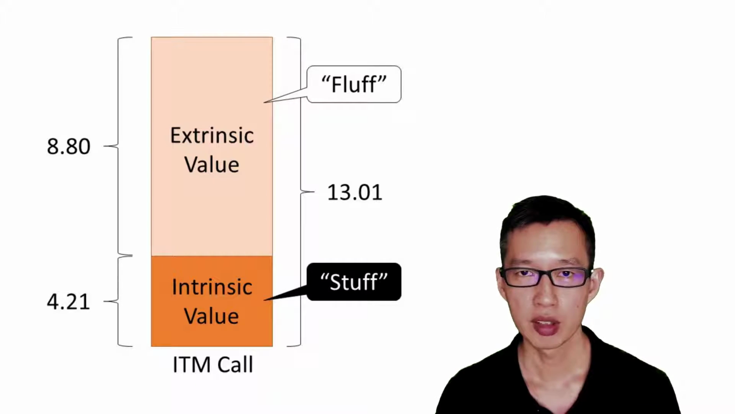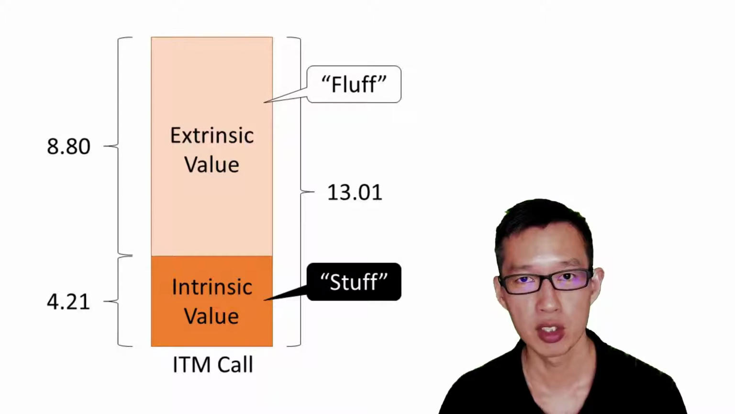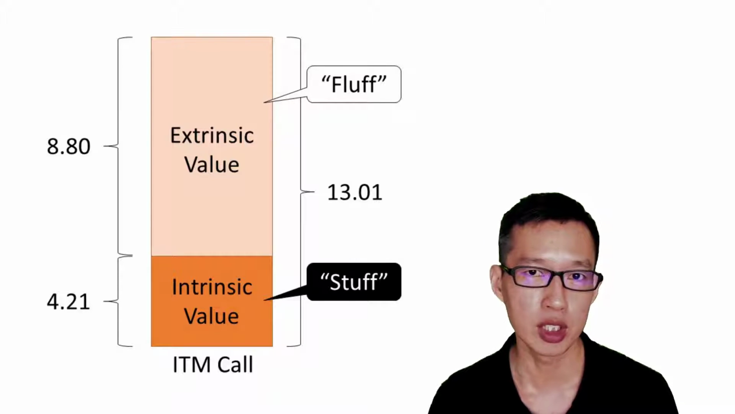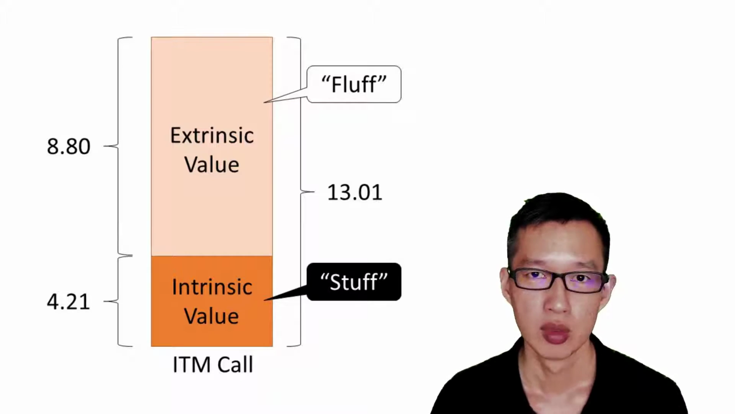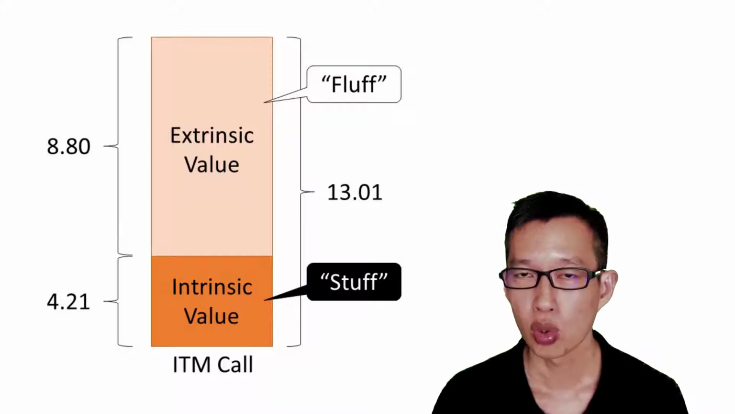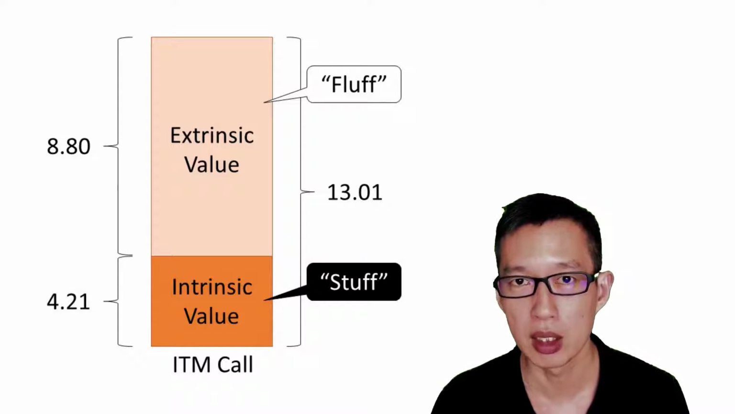So if you're thinking, hey, this fluff looks expensive, well, you're right. Extrinsic value is expensive. The more extrinsic value there is, the more the underlying has to move in order to make up ground to a point where we make a profit. So logically speaking, the less extrinsic value there is as an options buyer, the better off we are.